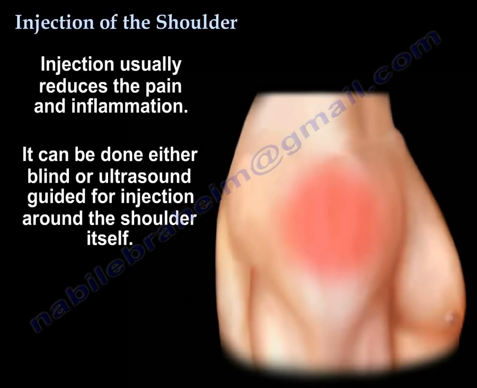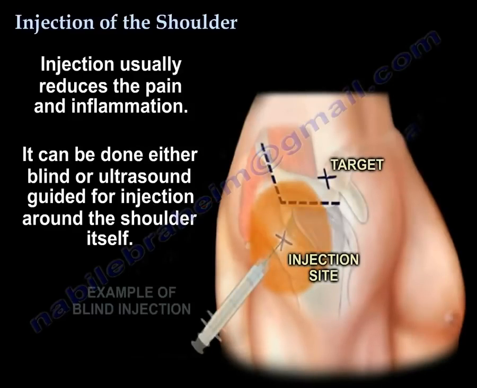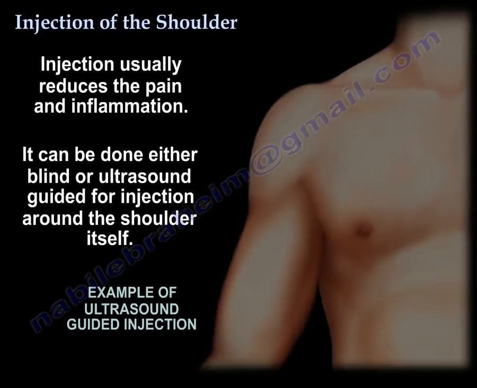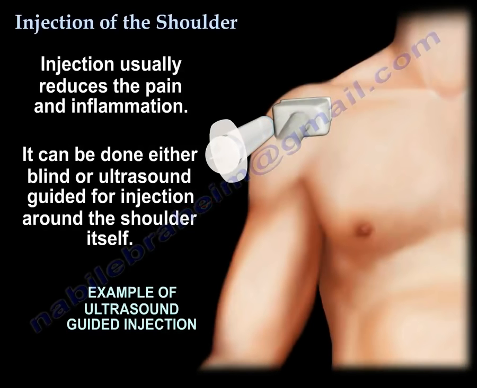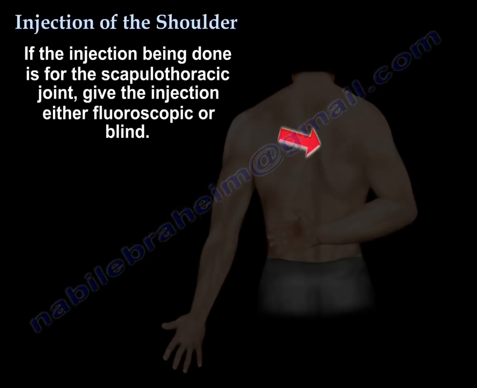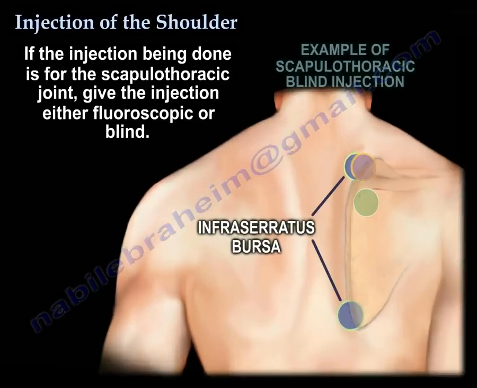That injection usually reduces the pain and the inflammation, and it can be done either blind or under ultrasound for injection around the shoulder itself. However, if it is the scapulothoracic injection, you will give either a fluoroscopic or blind injection.